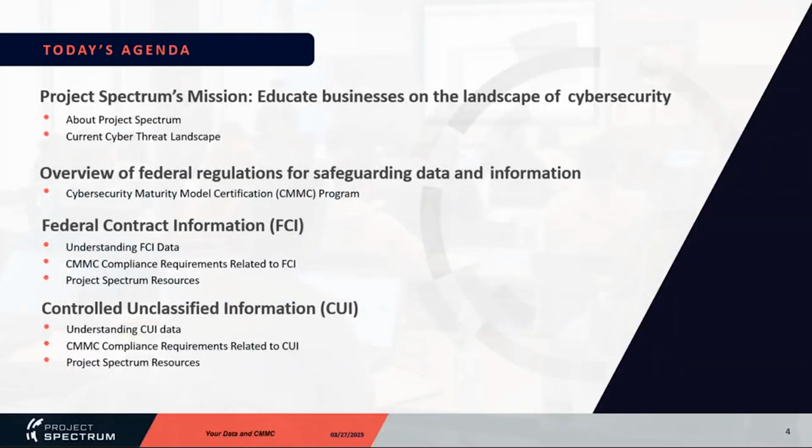So our agenda for today, again, we're going to talk to you a little bit about Project Spectrum and our mission, which is to educate businesses on the landscape of cybersecurity. Then we're going to talk about the overview of federal regulations for safeguarding data and information. That's the Cybersecurity Maturity Model Certification Program, also known as CMMC. Then we've got more alphabet soup for you. We've got FCI and CUI, Federal Contract Information. We're going to talk about what federal contract information is and how it relates. And then we're also going to do that with controlled unclassified information as well.